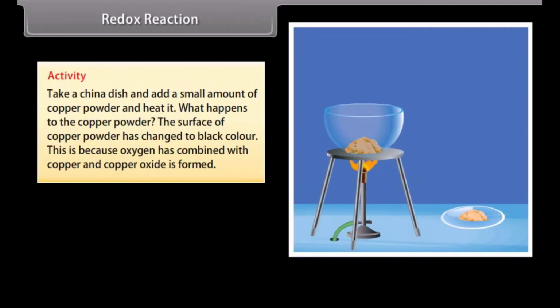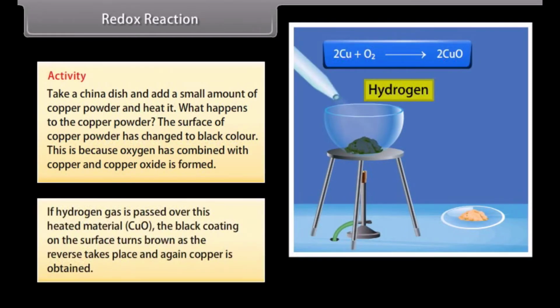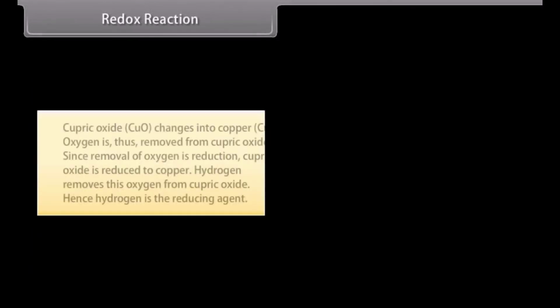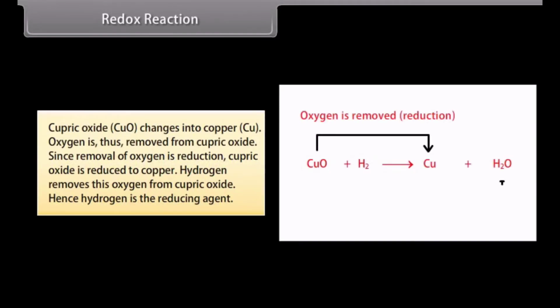What happens to copper powder? The surface of copper powder has changed to black color. This is because oxygen has combined with copper and copper oxide is formed. If hydrogen gas is passed over this heated material, CuO, the black coating on the surface turns brown as the reverse takes place and again copper is obtained. Cupric oxide changes into copper.